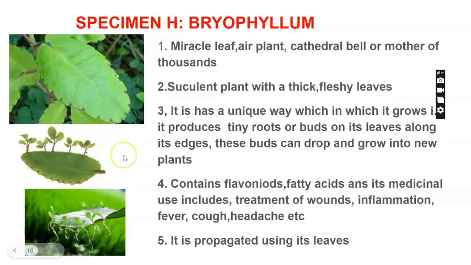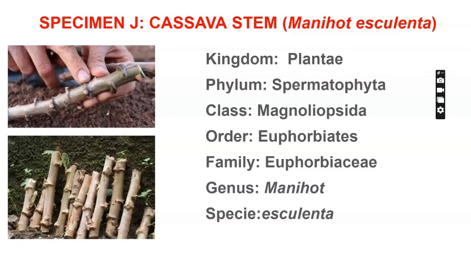Then this plant contains flavonoids, it contains fatty acid, and like I said, it has so many numerous benefits health-wise, ranging from the treatment of wounds to treatment of inflammation, fever, cough, headache. And lastly, it is propagated using its leaves. We get the leaves, put them into the ground, and then they germinate. So that is it about the miracle leaf or the Bryophyllum.